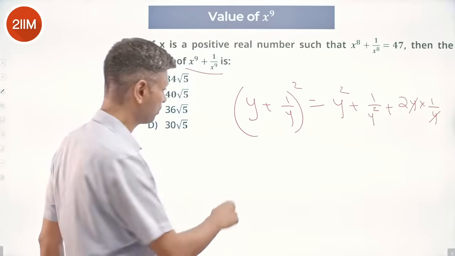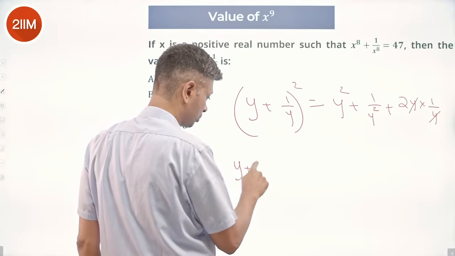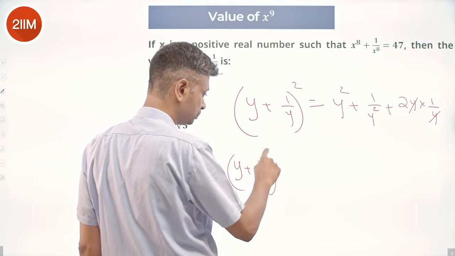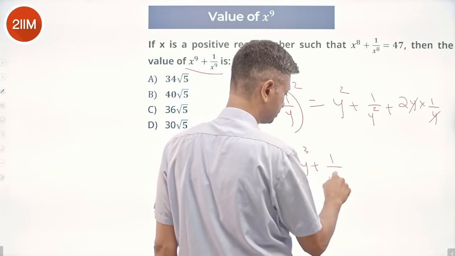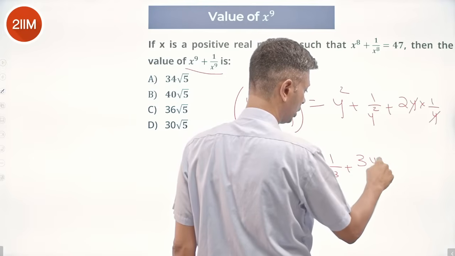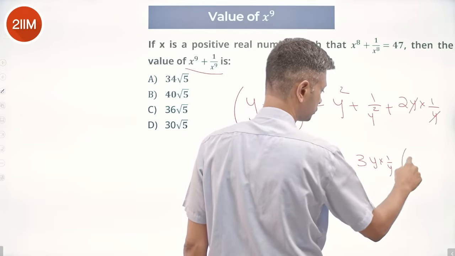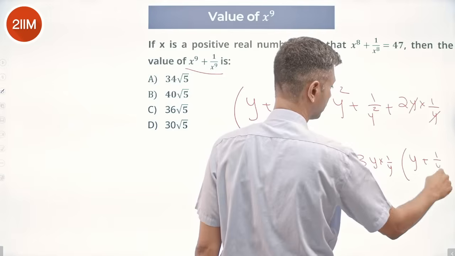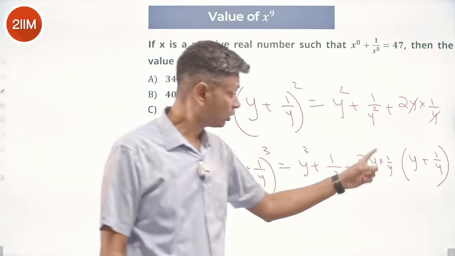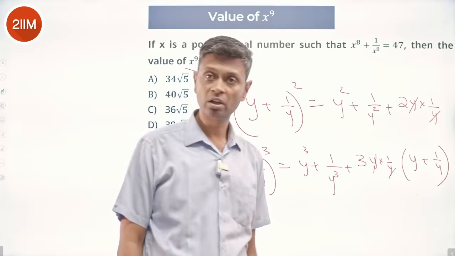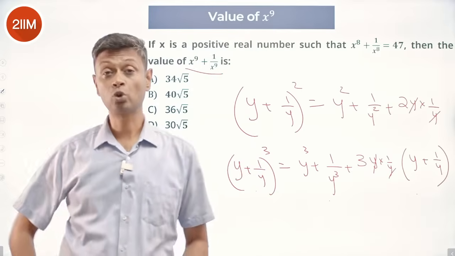Suppose we have (y + 1/y) whole cube. This is y^3 + 1/y^3 + 3 times y into 1/y into (y + 1/y). Nice. So we have this and this, and we've got this. So this is the method.